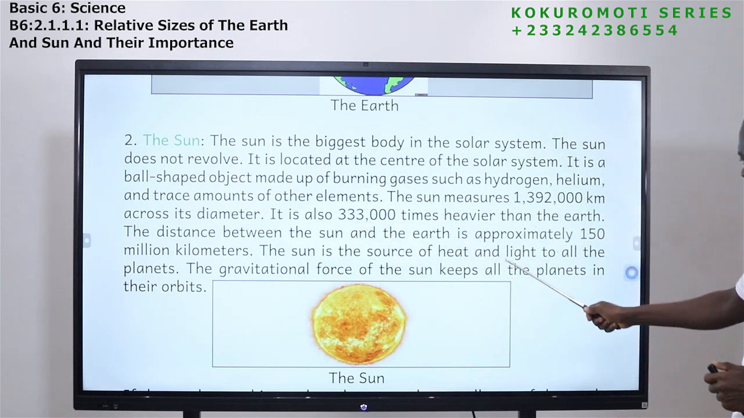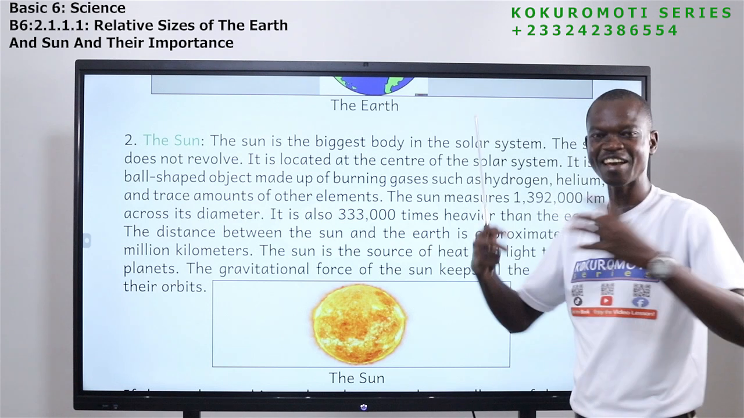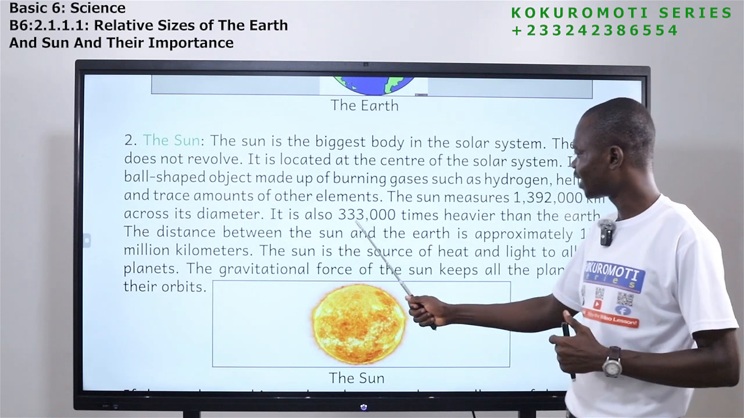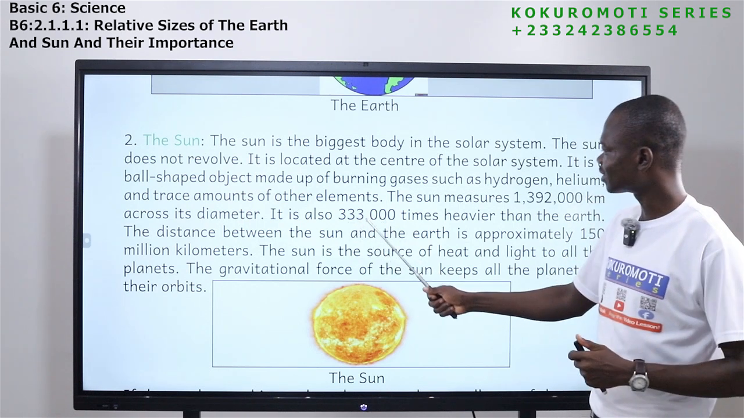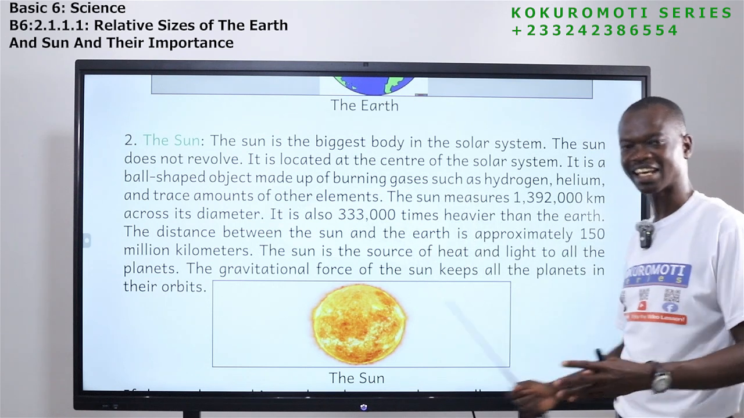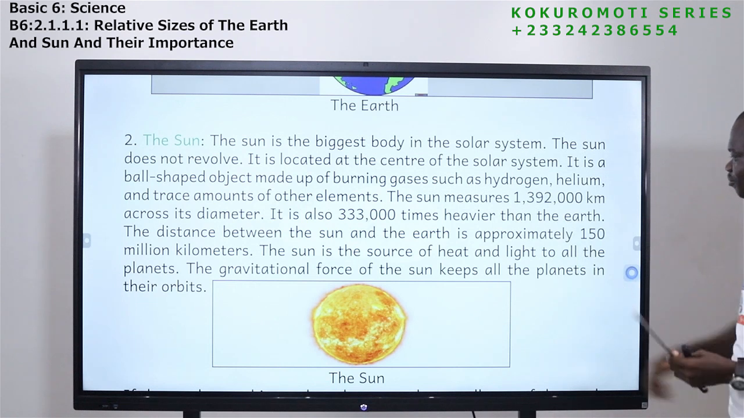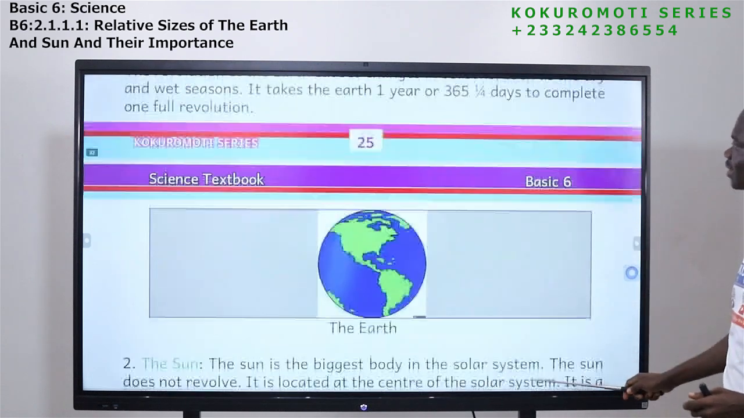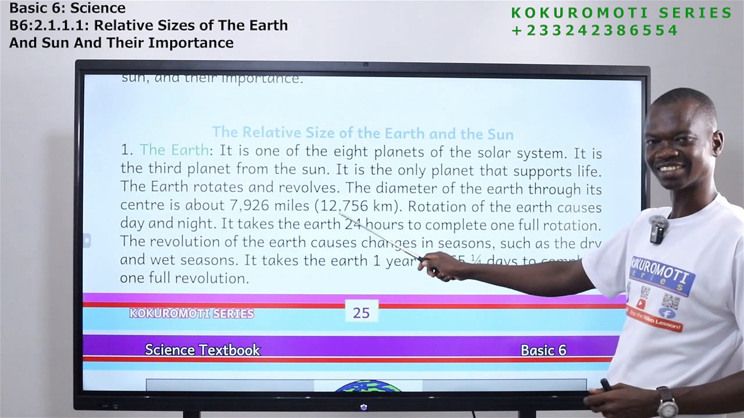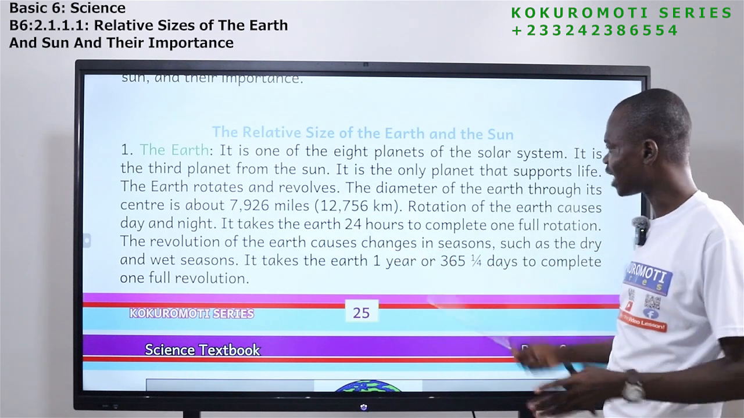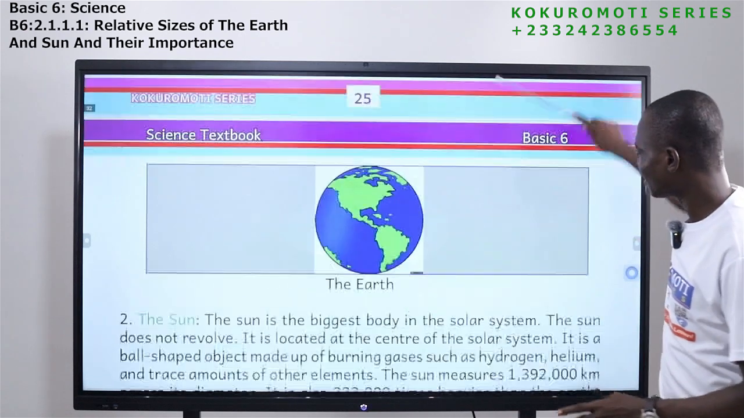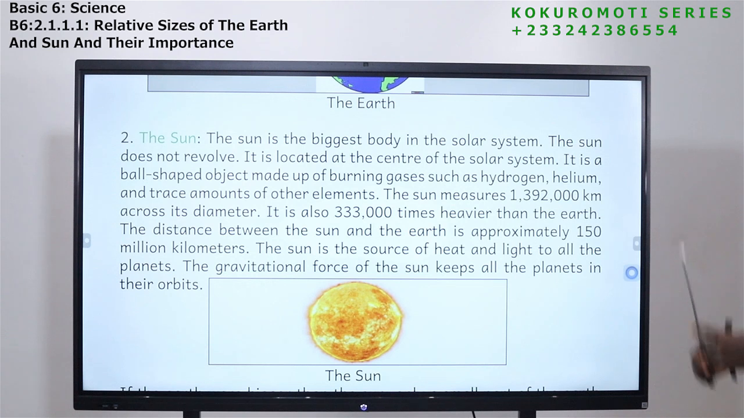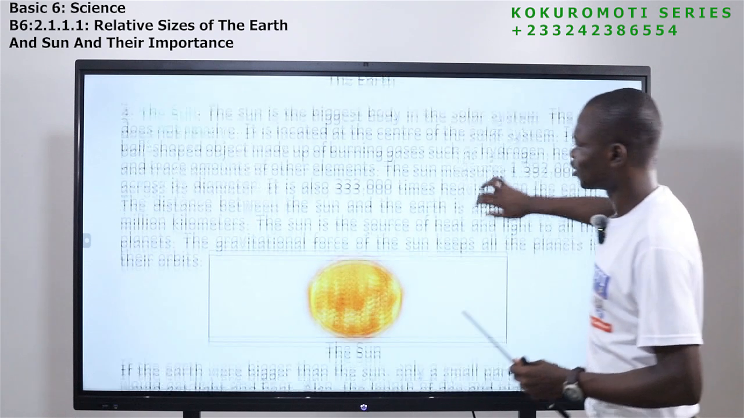It is also 333,000 times heavier than the Earth. Wow! It is heavier than the Earth by this margin. And look at the diameter from here to here. That is 1,392,000. The diameter of the Earth is just 12,000, not 50,000, not 90,000. But here, look at the diameter of the Sun. That is 1,392,000 kilometers. Wow. Okay, let's continue.